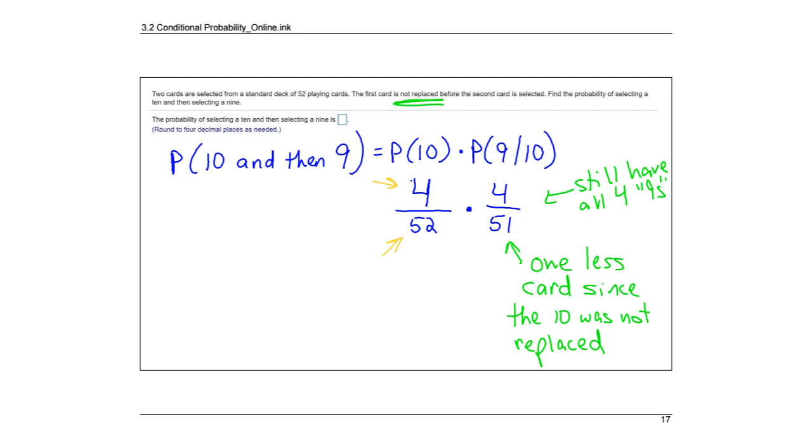We're going to put that card in our pocket. So since we put that card in our pocket, we now only have 51 cards left, but we still have all 4 9s, right? We didn't pick a 9. So we still have all 4 9s. So we're going to go ahead and put those in our calculator, multiply them, and get the decimal to 4 decimal places.